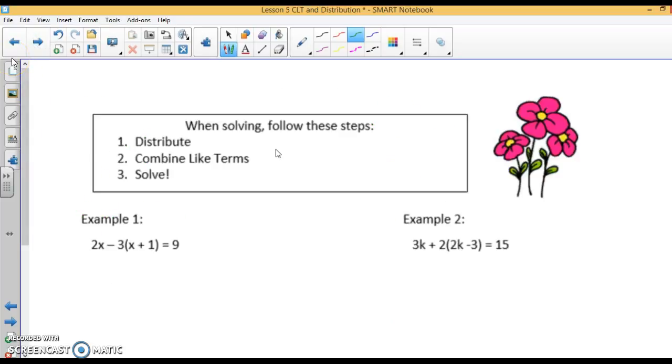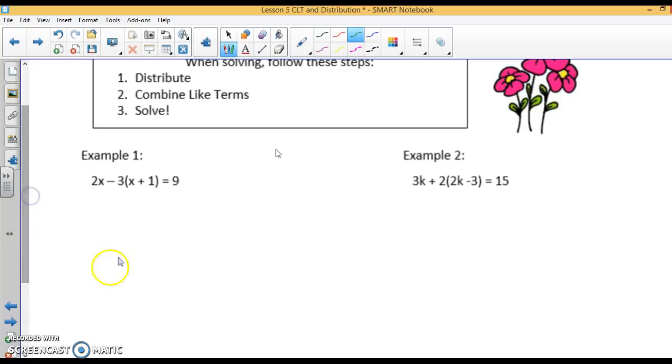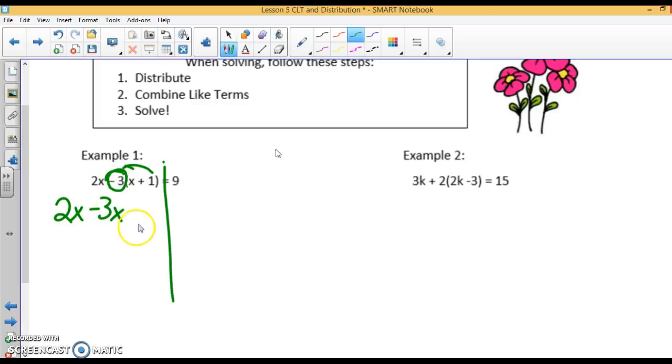When solving all of these, we're going to distribute first in our equations. We're going to combine our like terms, and then we're going to solve. So I have two examples here. I'm going to split it up first. So first, I want to distribute. If I look here, I have a negative 3x times the quantity x plus 1. So I want to distribute this in first. I'm going to leave my 2x over here. Then I'm going to do negative 3 times x, which will give me negative 3x. Then negative 3 times 1 will give me negative 3 again, equals 9.